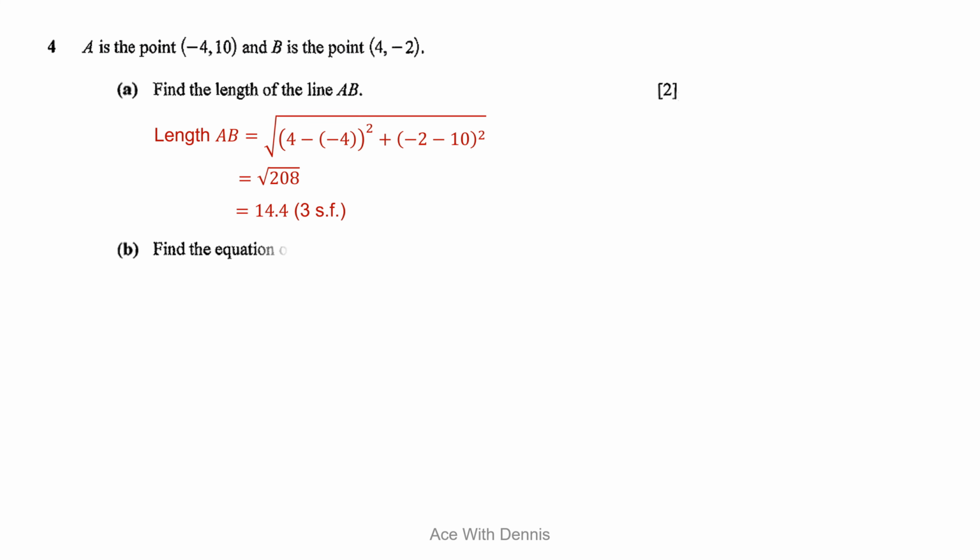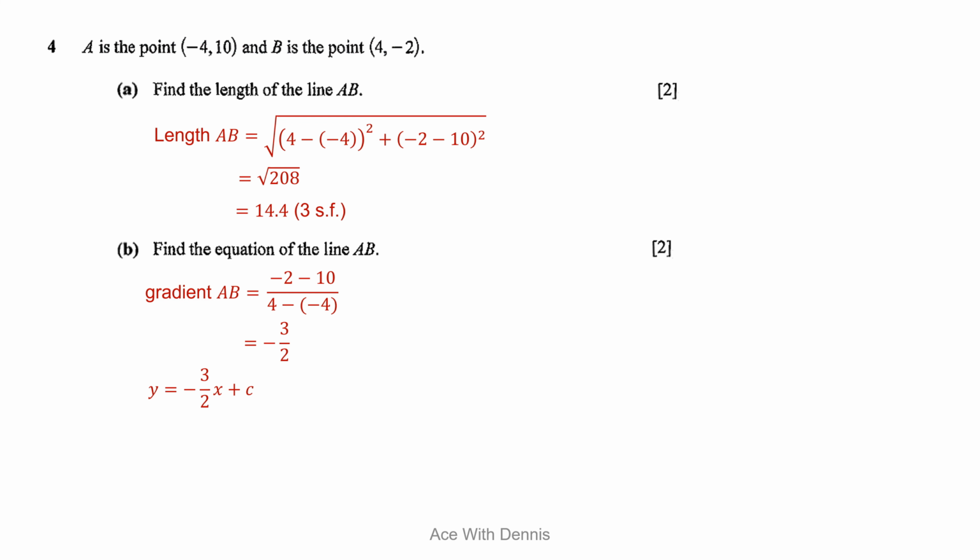Then B, find the equation of the line AB. 2 marks. Now to find the equation of the line AB, the first thing we need to do is find the gradient of AB. So the gradient formula will be y2 minus y1 over x2 minus x1. My y2 is -2, y1 is 10, x2 is 4, and x1 is -4. So it becomes -2 minus 10 over 4 minus -4. Calculate, we get -3 over 2. So this is the gradient of the line AB.